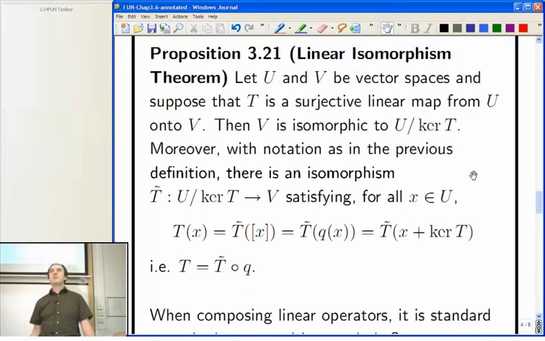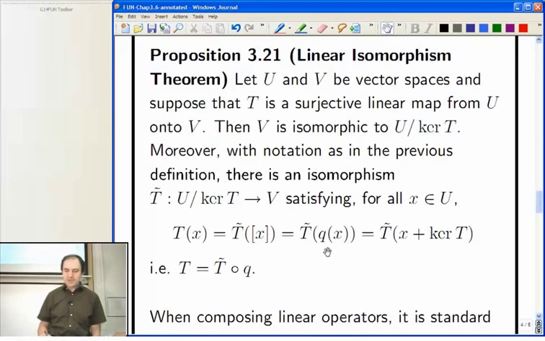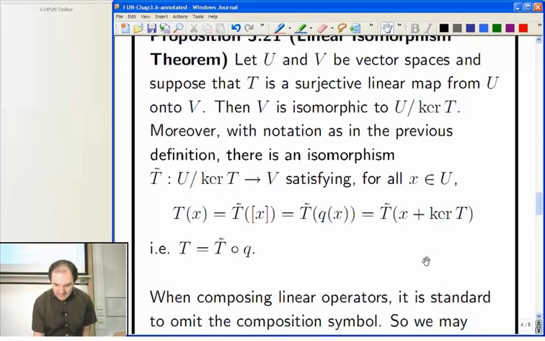If you use Q for the quotient map again, so that's this notation, or the equivalence class of X being the square brackets X, but normally I'd use Q for the quotient map, or X plus the kernel, then what does the isomorphism do? Well, it's got this formula here. T of X is equal to your isomorphism applied to the equivalence class of X. So what you have really is what they call a commutative diagram.